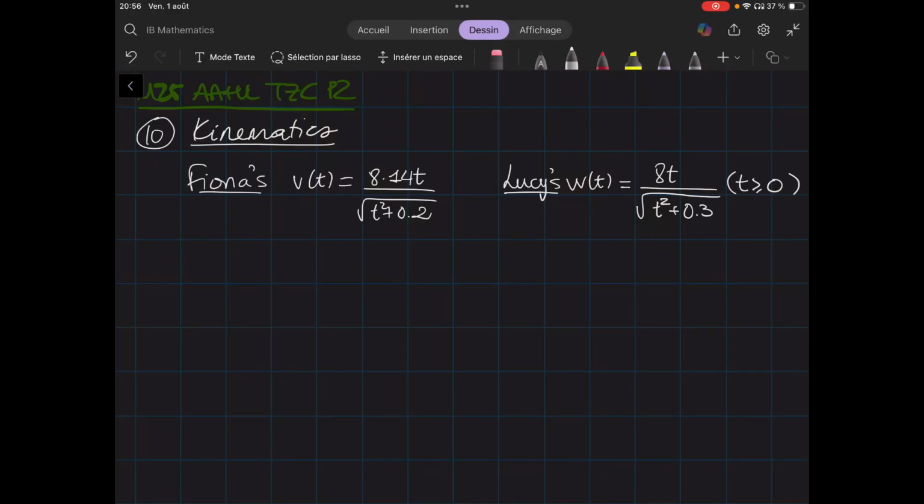Welcome back to the M25 AAHL Time Zone C Paper 2 walkthrough. Today we're going to go over question 10 on kinematics. This is a very straightforward start to the paper, to section B.